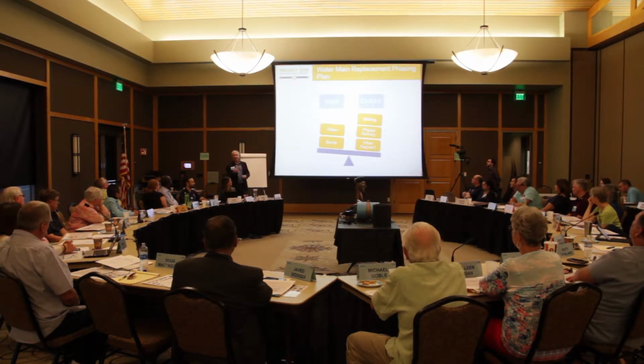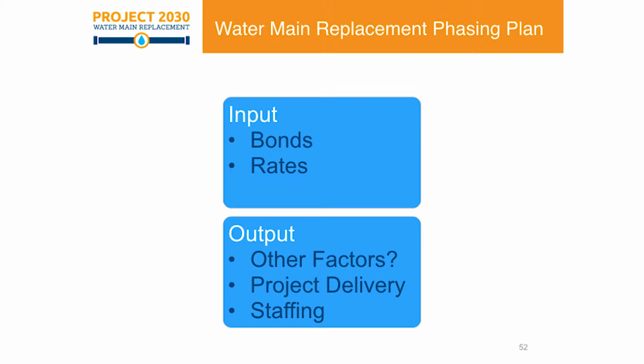And that's really the balancing act here that we're dealing with. What is the input that would be required to do that from a phasing standpoint, revenue or bonds? And what is the output? What is it going to take to actually do it? That requires staffing, both internally and perhaps externally. There's different project delivery. You've got the construction industry. All of that, we have to come up with a plan that is actually manageable.